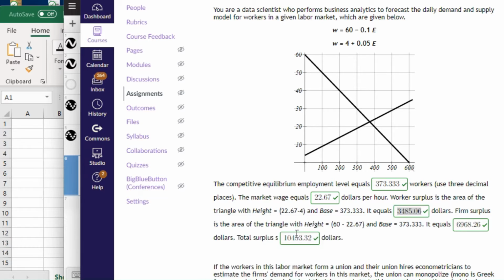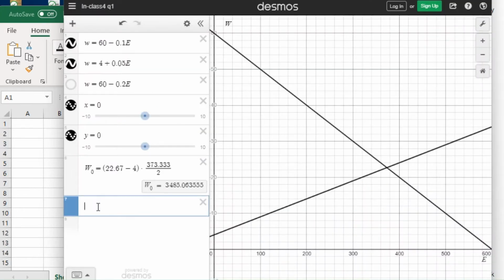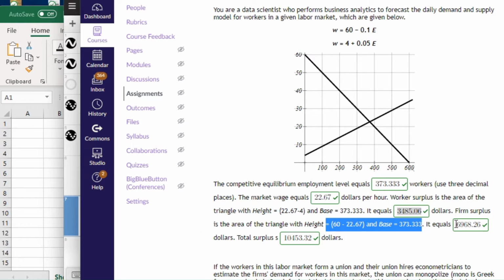Now the firm surplus is the area of the triangle with a height equal to that and a base equal to the employment level, right? We've already talked about that, but what is this height? Well, the height is the 60 up here from the labor demand equation, 60 down to the equilibrium wage, 22.67. So I'm going to copy this into Desmos. I'm going to call it F0 for initial firm surplus. Again, I'm going to replace this with times. And then, of course, I don't want the area of a rectangle, I want the area of a triangle, so I have to divide by 2. Oh, I got one too many equal signs here. So the initial firm surplus is $6,168.26, which is what I have here, right?